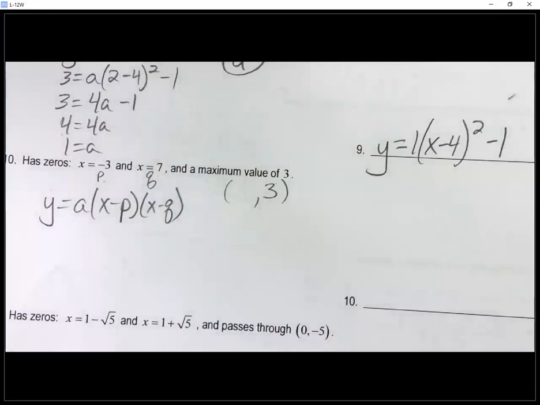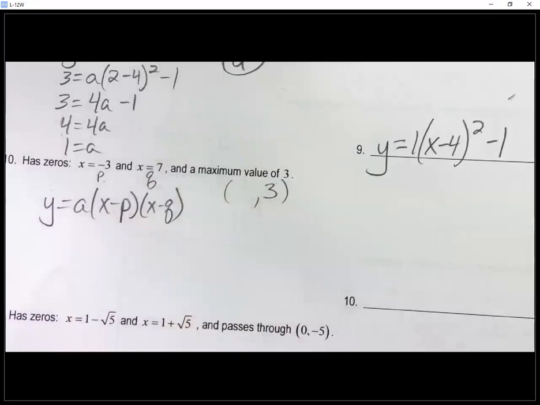I heard someone say negative b over 2a. The problem is I don't have an equation, I don't know who a, b, and c are. Shout out the answer if you know what it is. What'd you say? 3? No. It's not 3, but you're real close. It's 2. Why? Because doesn't the vertex have to happen exactly halfway in between -3 and 7?